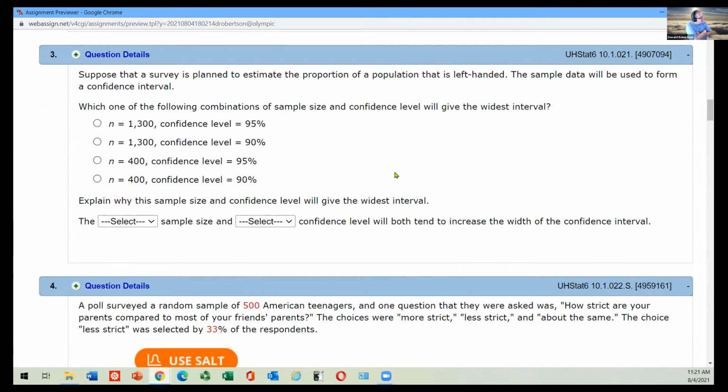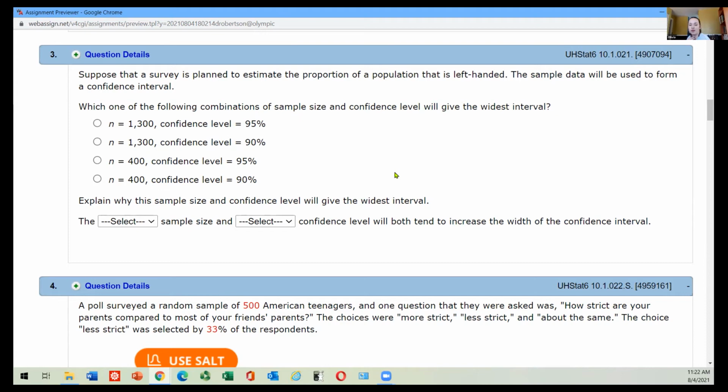Okay, question 3. Suppose that a survey is planned to estimate the proportion of a population that is left-handed. The sample data will be used in the form of a confidence interval. It says which one of these sample sizes and confidence levels will give the widest interval. Which one of those 4 would you get the biggest difference between the start and finish number? Obviously, you can't calculate it because you need more information, but you should be able to figure it out.